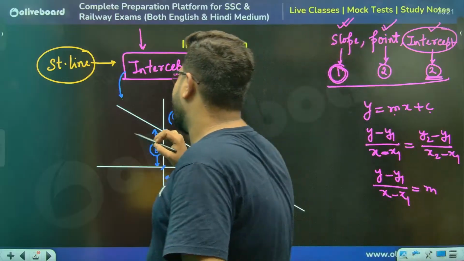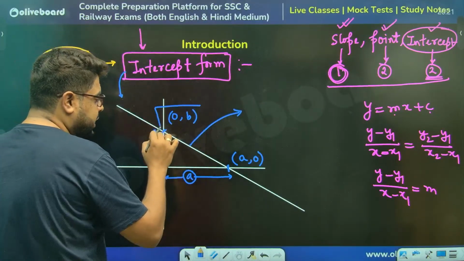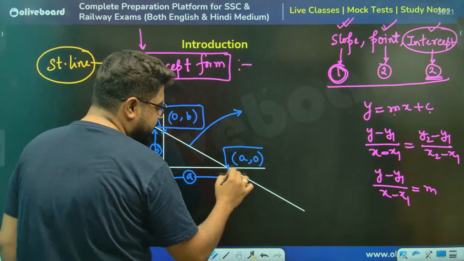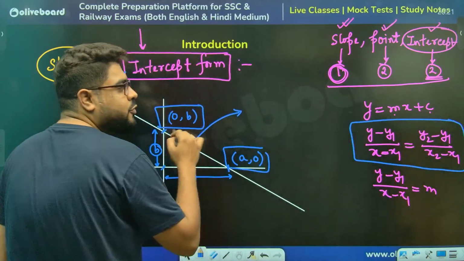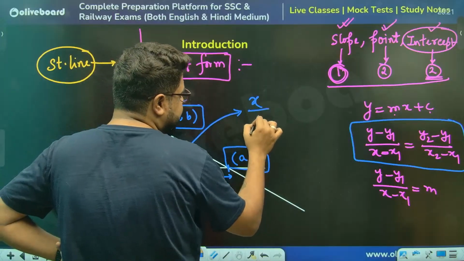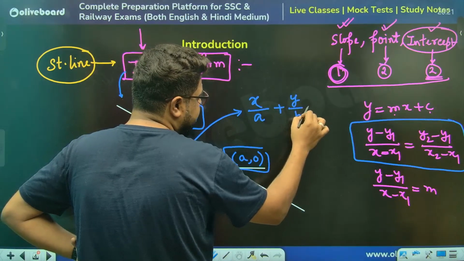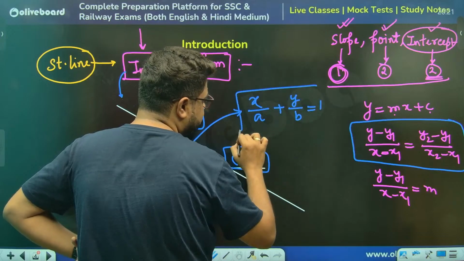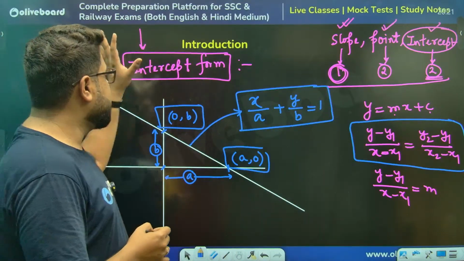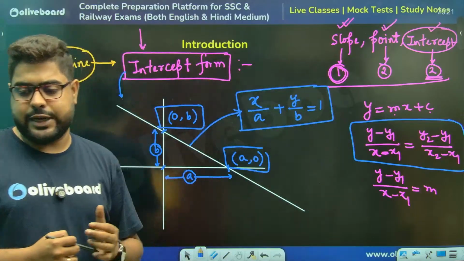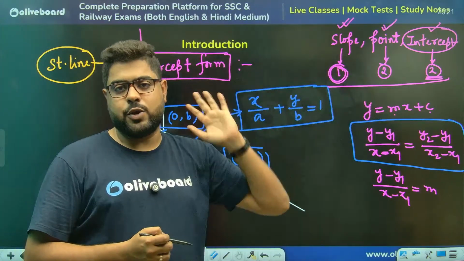So the equation of this line, by using the 2-point format for the derivation, you can prove will be x by A plus y by B equal to 1. This is the most important form for your understanding of straight line. x by A plus y by B equal to 1.